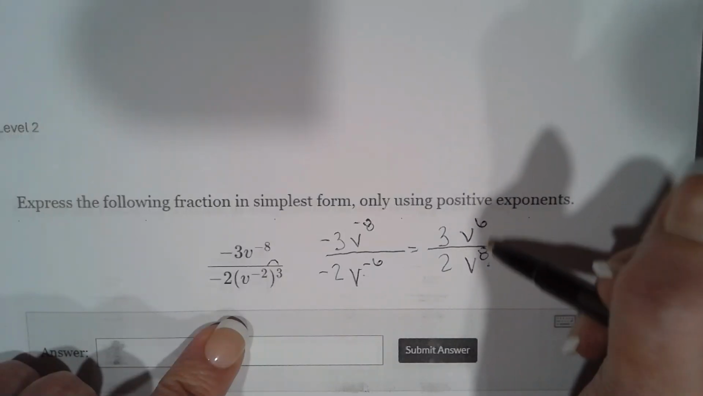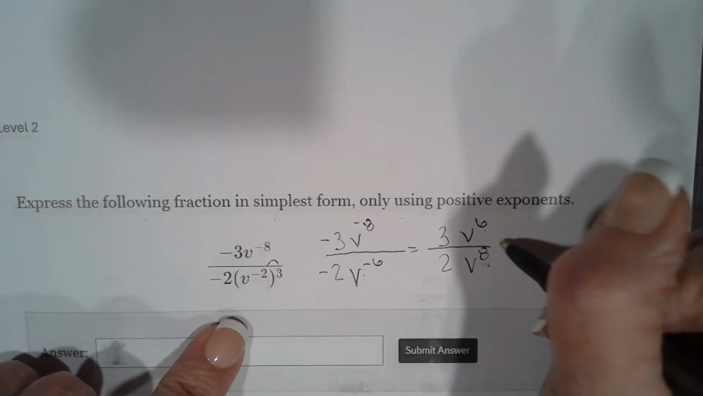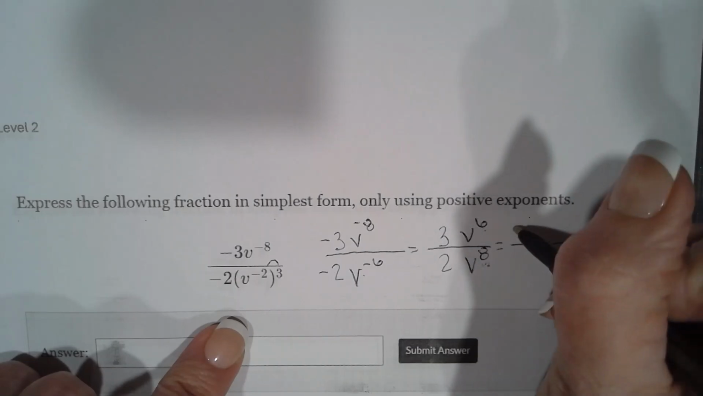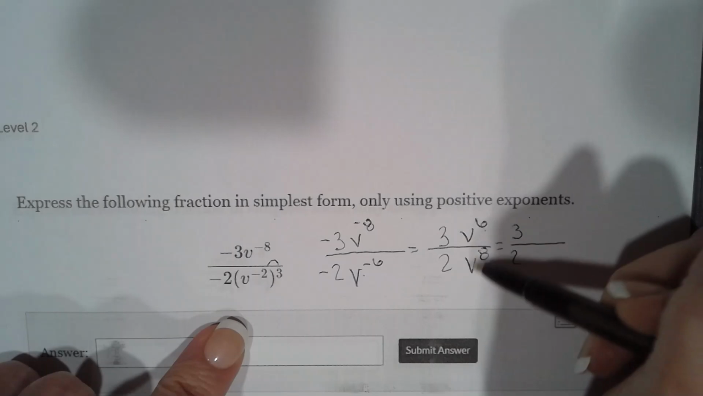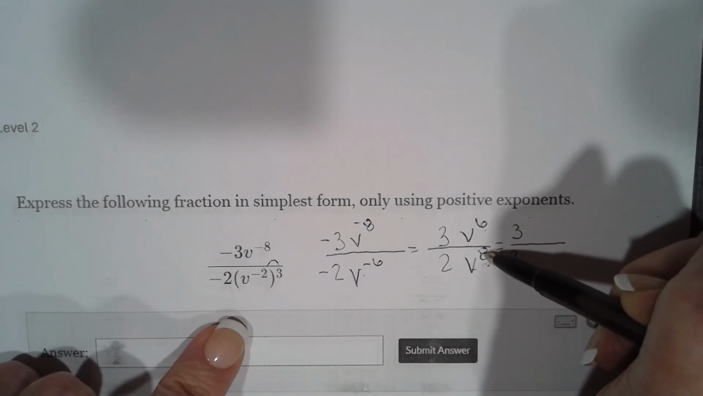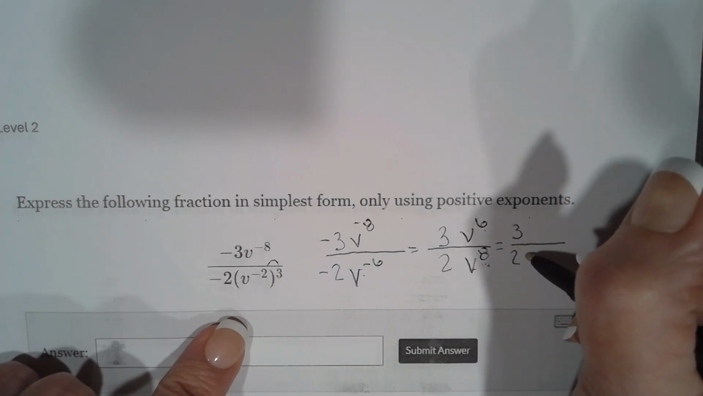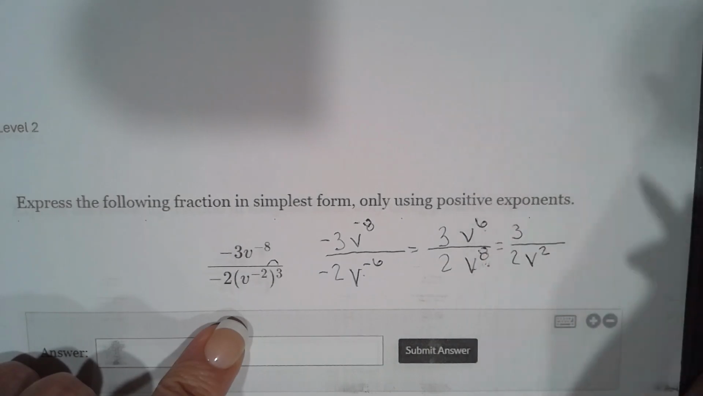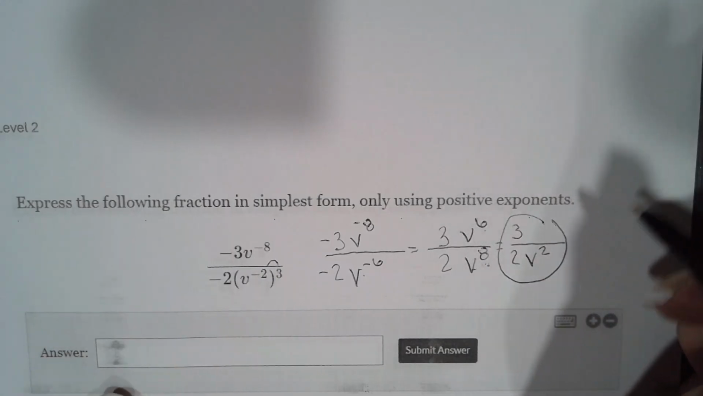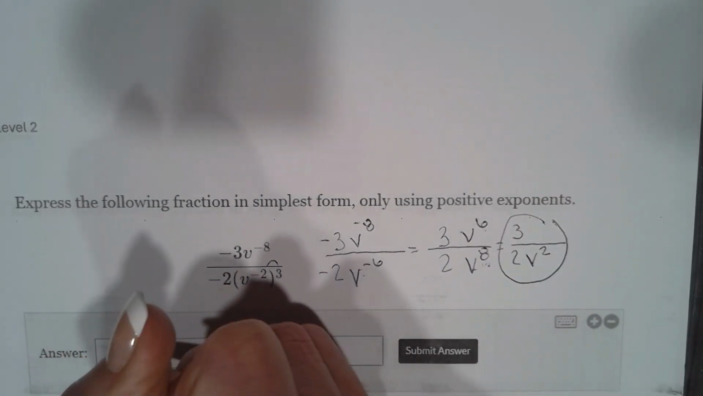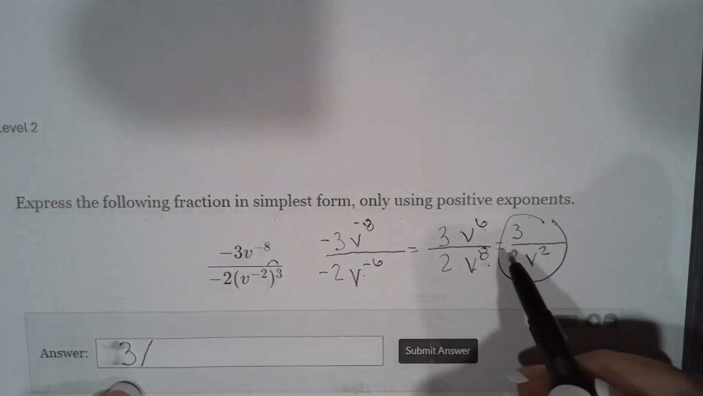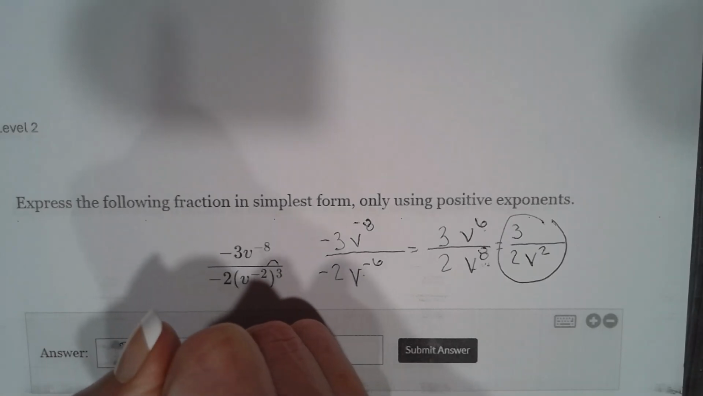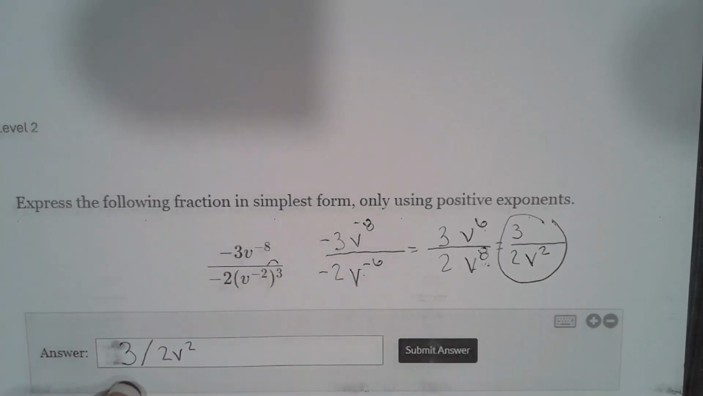And now we are subtracting powers again. So the power on the v in the denominator is larger, so the v will end up in the denominator. 8 minus 6 is 2. So again, you would just go enter that in the box. 3, when you hit the division bar, it should put up a division bar like this, and you put 2v squared underneath.